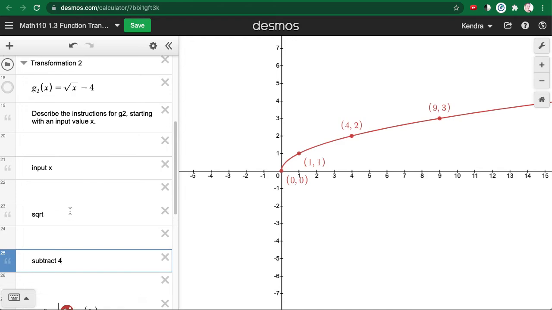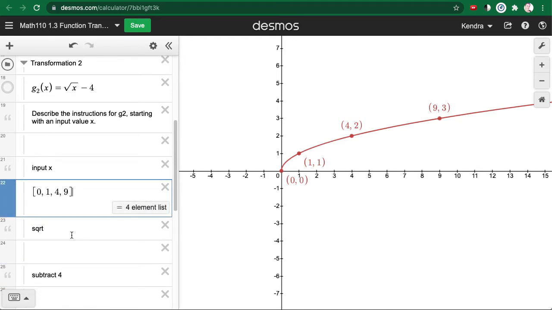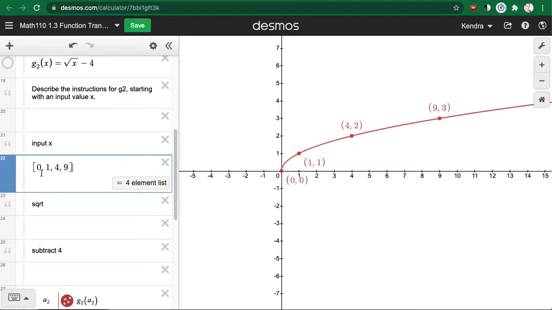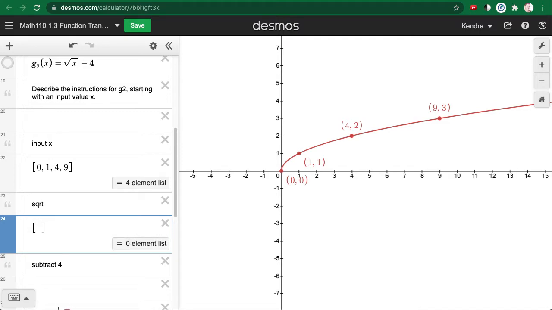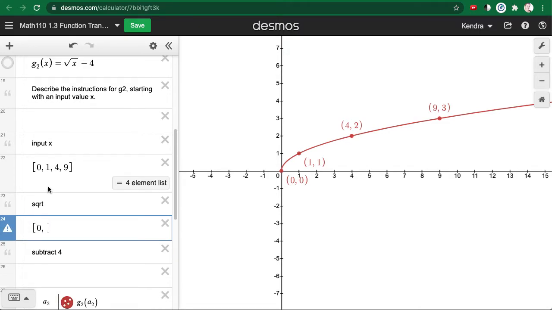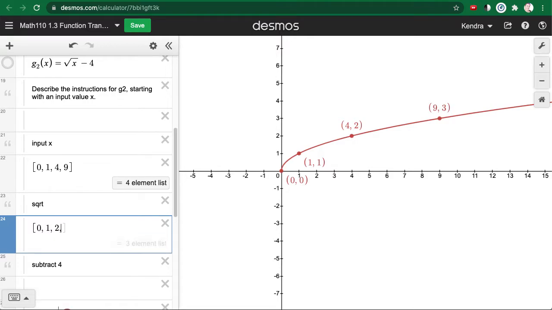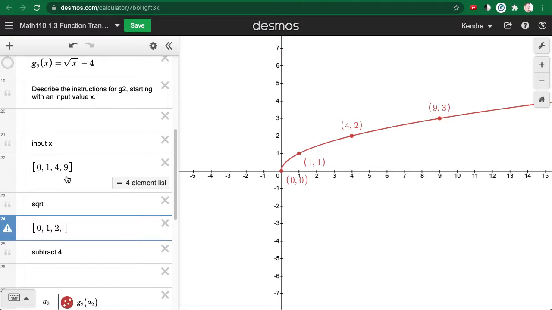All right. So I want to put those same input values in for x. I'm going to paste those same input values. I want to square root these input values. So we are tracing through the function with those key input values. So square root of 0 is 0. Square root of 1 is 1, square root of 4 is 2, square root of 9 is 3.